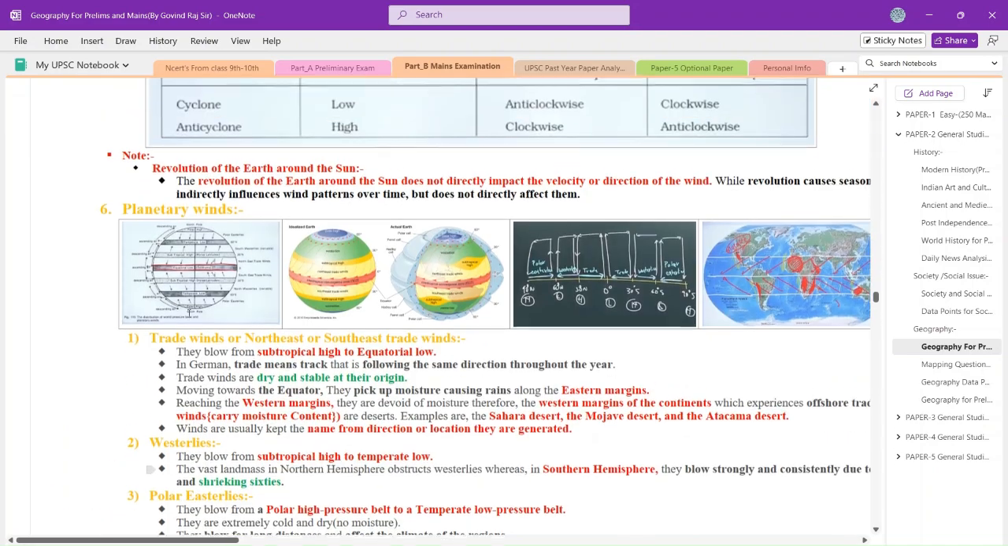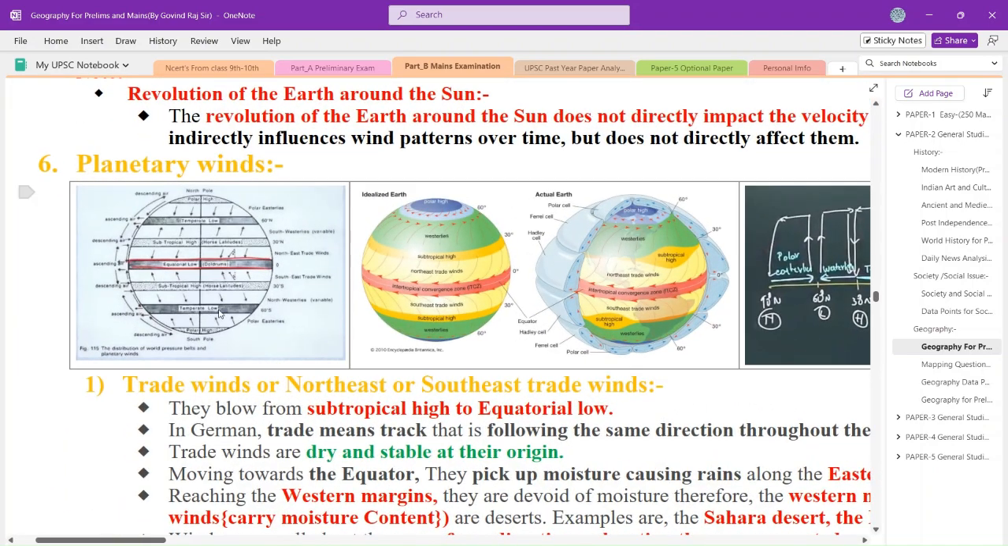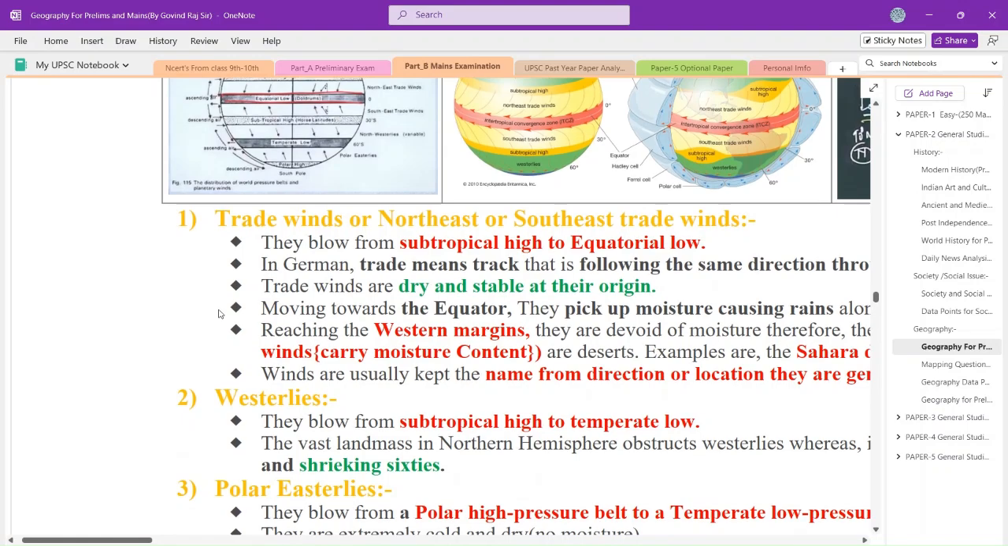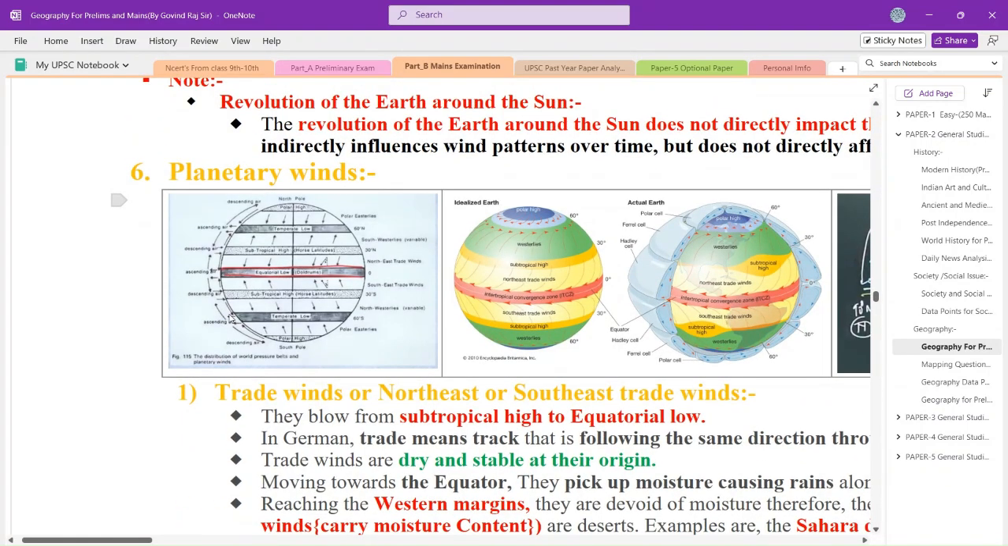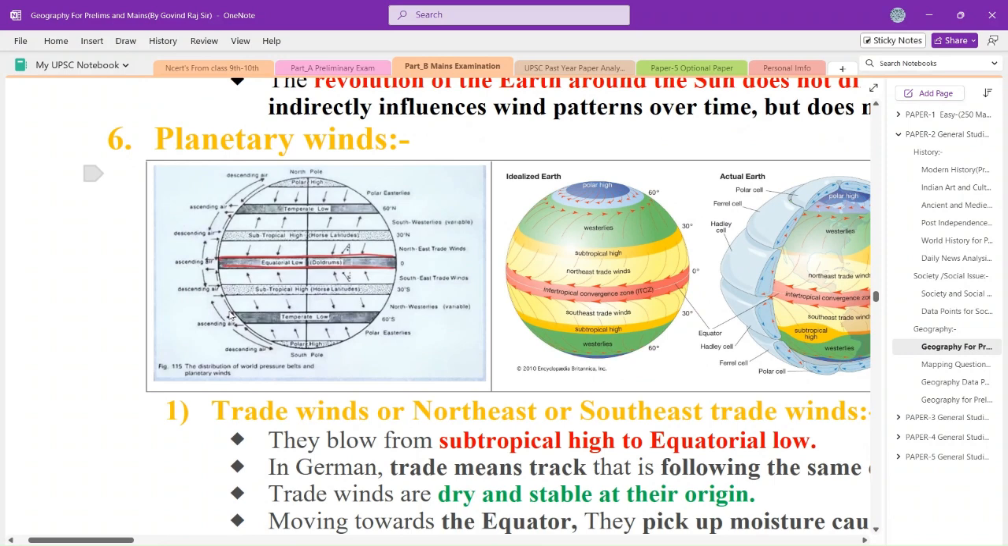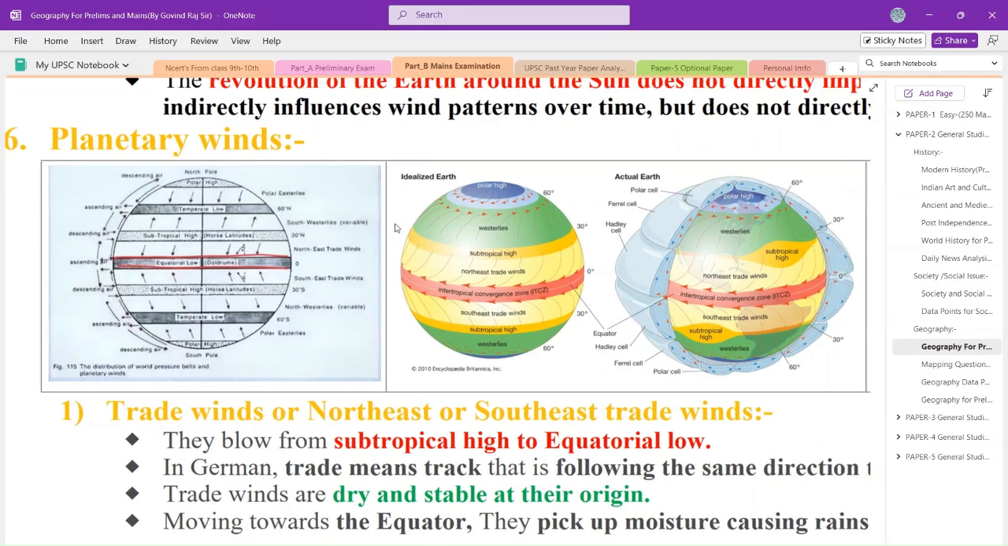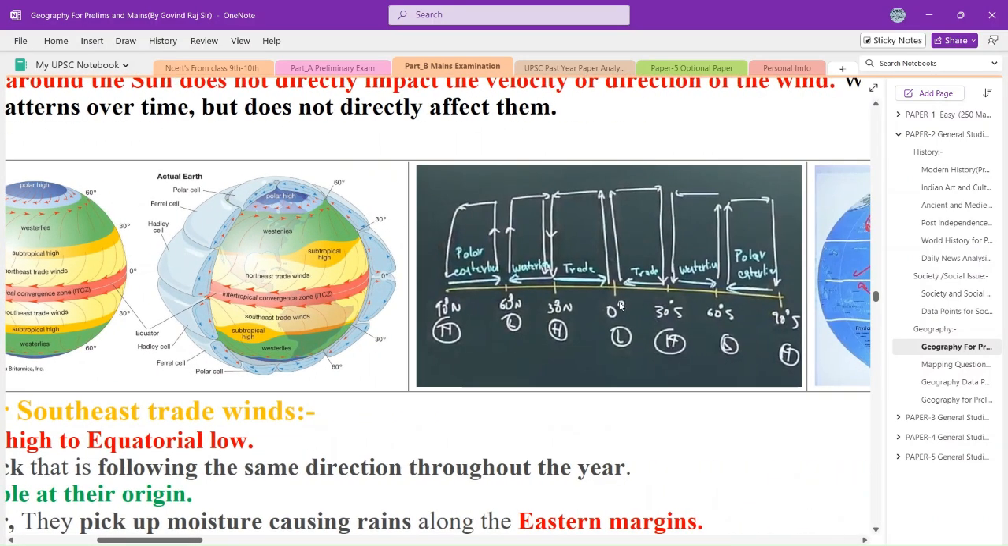Similarly, we have the westerlies. What are westerlies? Winds that move from 30 degree to 60 degree. There is a much broader concept involved, but I will not go there. Simply, winds are generated because of high pressure to low pressure belts. The equator is low pressure. After that there is a 30 degree high pressure. We have 60 degree low pressure.